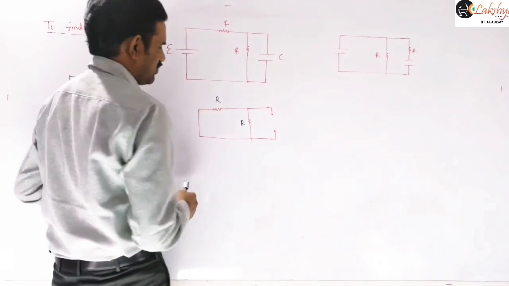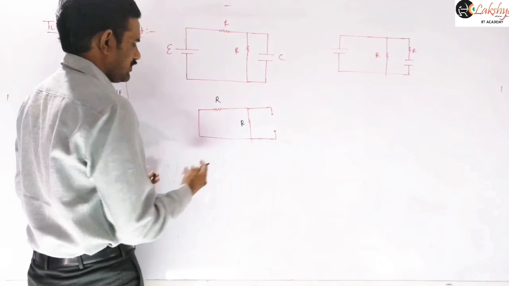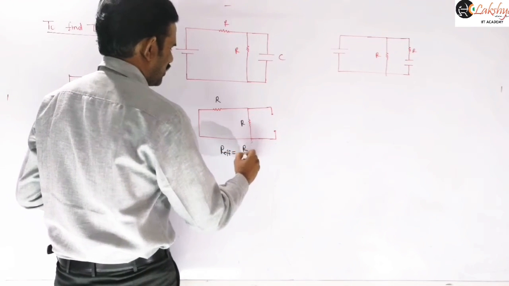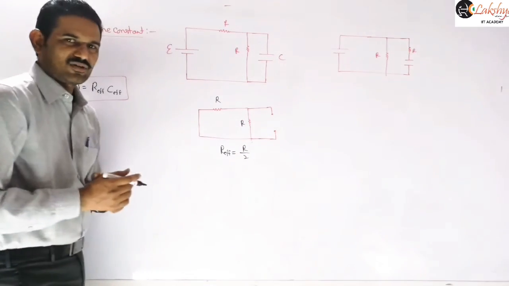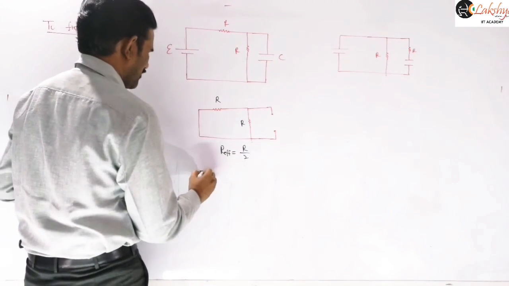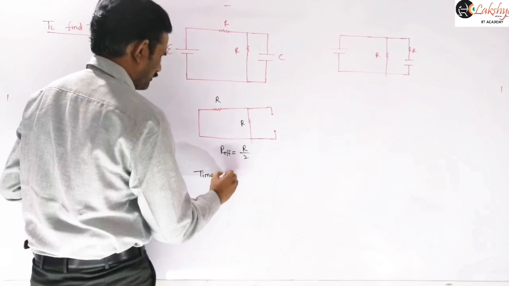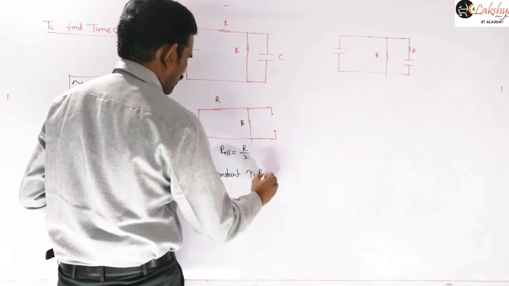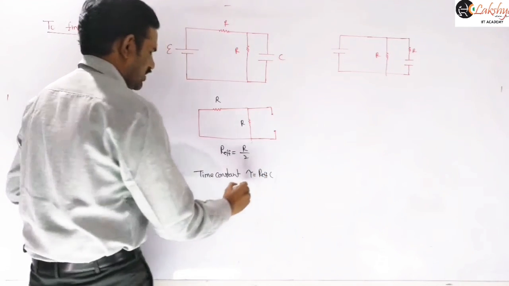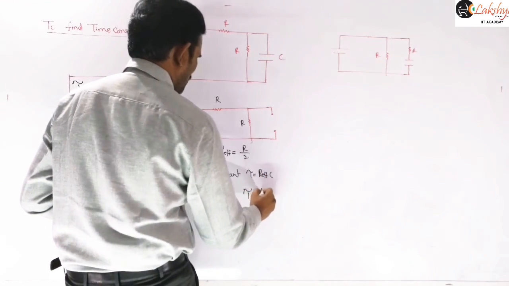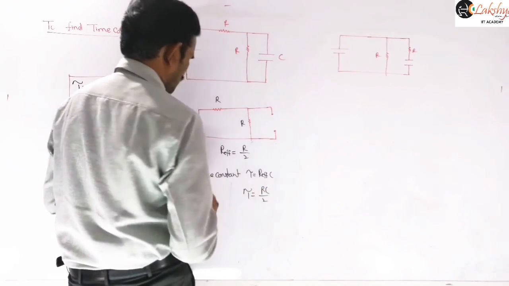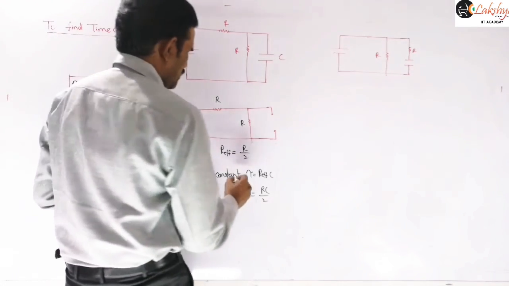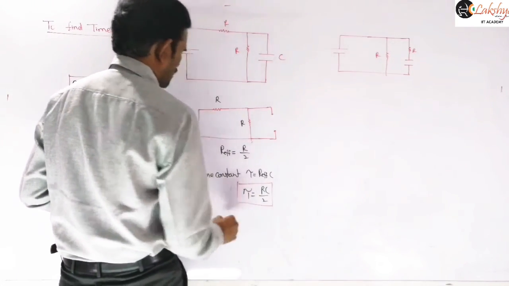So that R effective value will be equal to, here R and R are both in parallel, so R effective will be R by 2. Therefore this time constant we can write as tau is equal to, our formula is R effective into C. So R effective is R by 2, so RC by 2. That is the time constant of this circuit. So that is the time constant calculation.